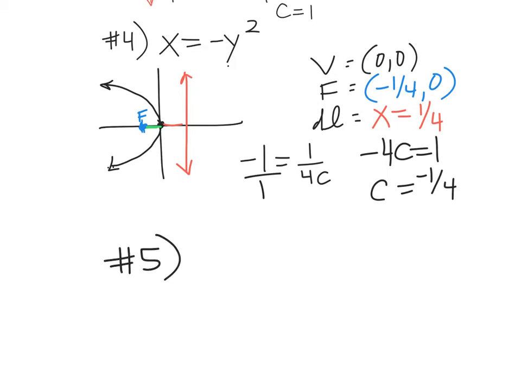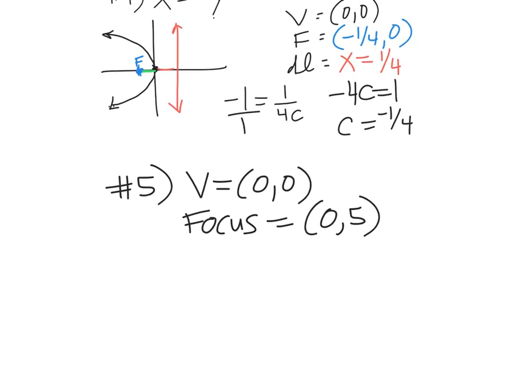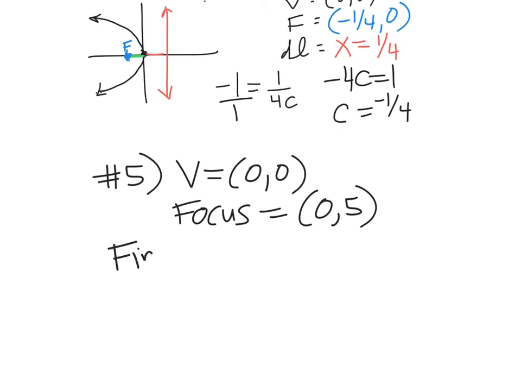They tell us that the vertex is at 0, 0, and the focus is at 0, 5. We are going to find an equation for this parabola.